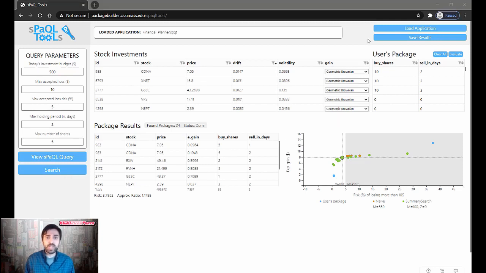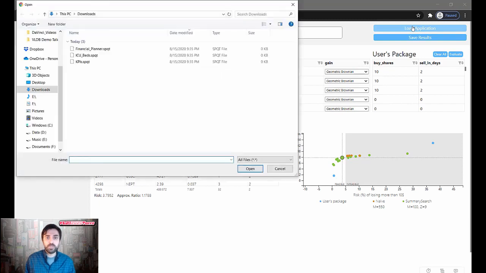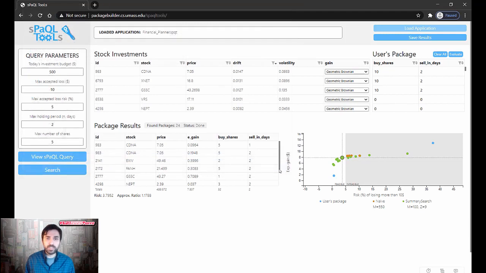But our tool is general and can support different applications for optimization under uncertainty. The interface lets you load different applications configured with different underlying datasets, constraints, and predictive models.